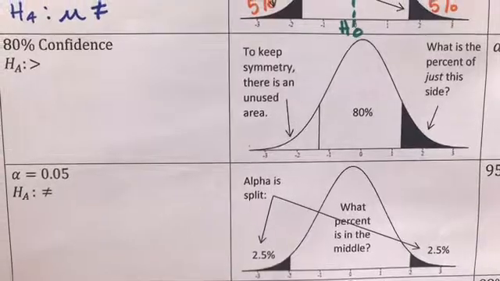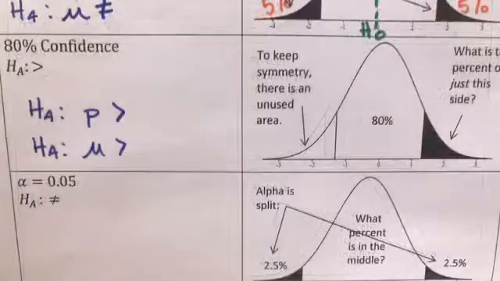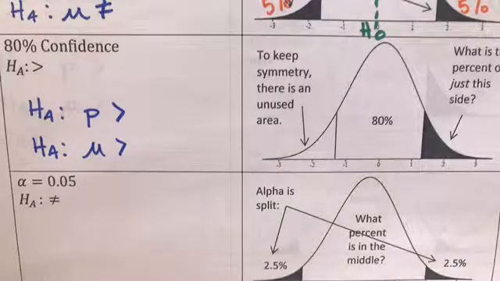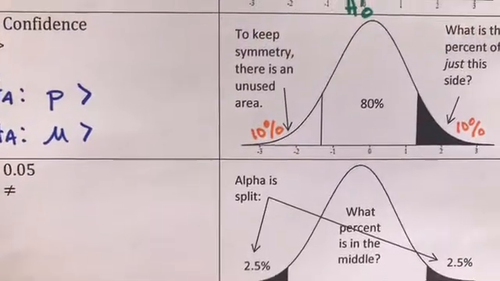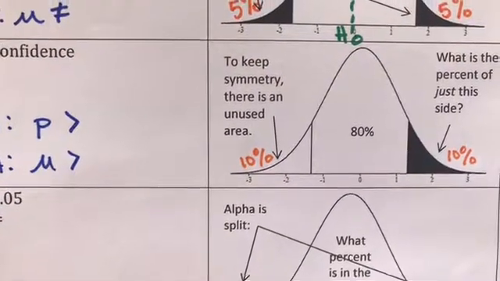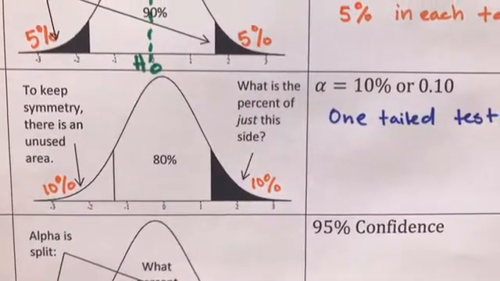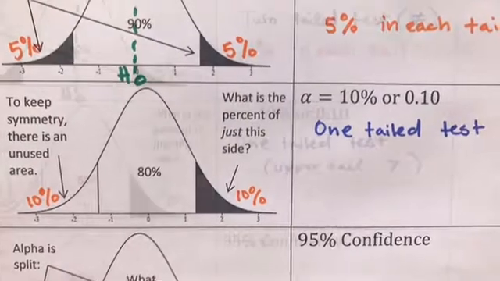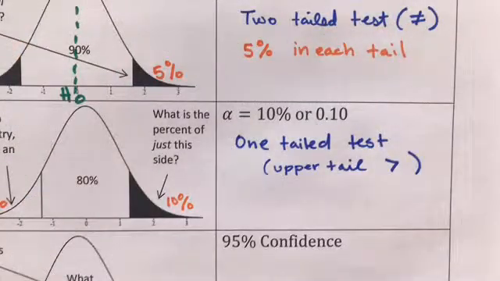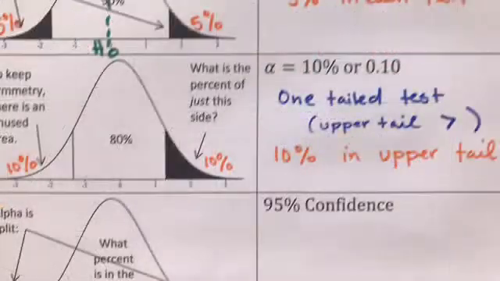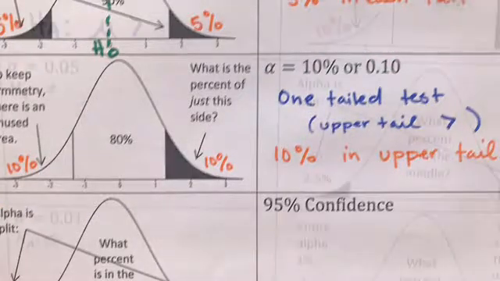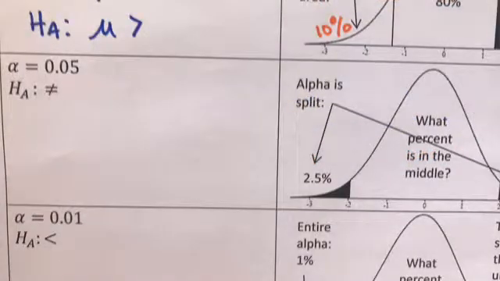Now let's look at an 80% confidence level. So with 80% confidence and an alternate hypothesis that says, for example, P is greater than or mu is greater than, we would only shade 10% in that upper tail, but we have to put an equivalent of 10% in that lower tail. So alpha here is only 10% because it's a one-tailed test, only the upper tail based on how we wrote the alternate hypothesis.